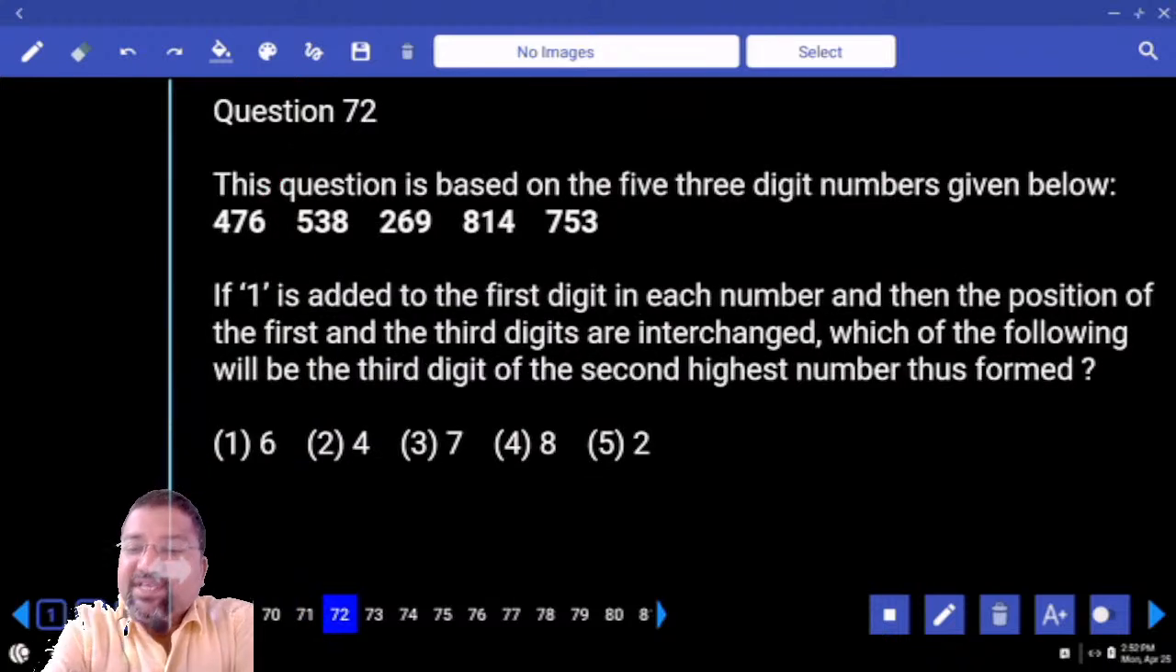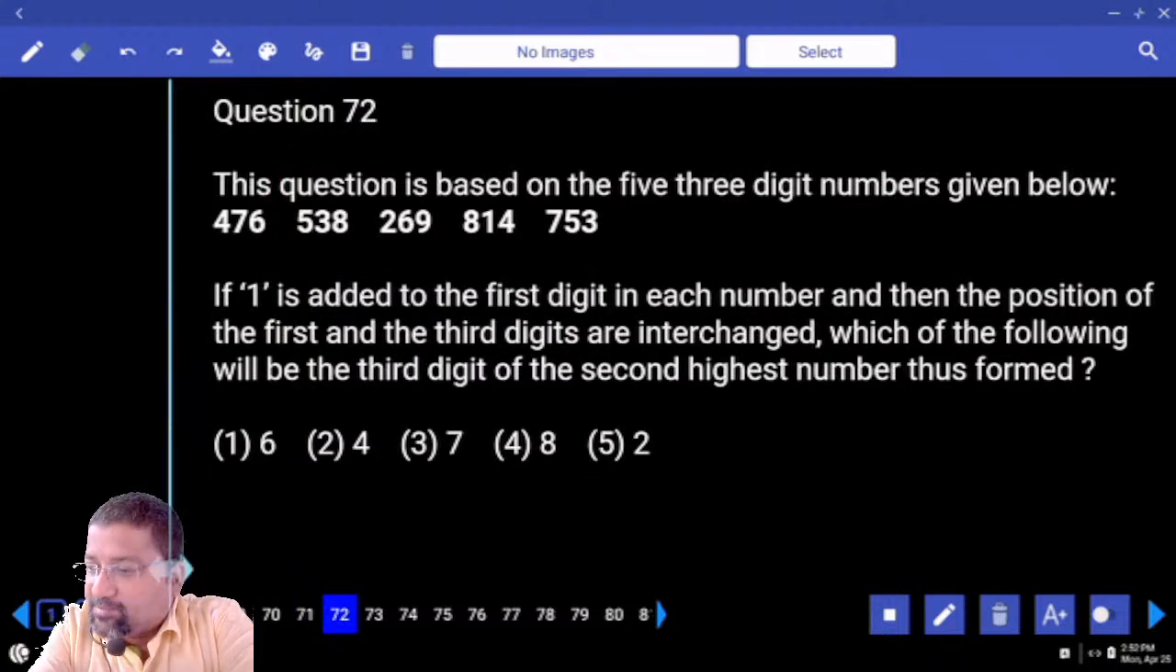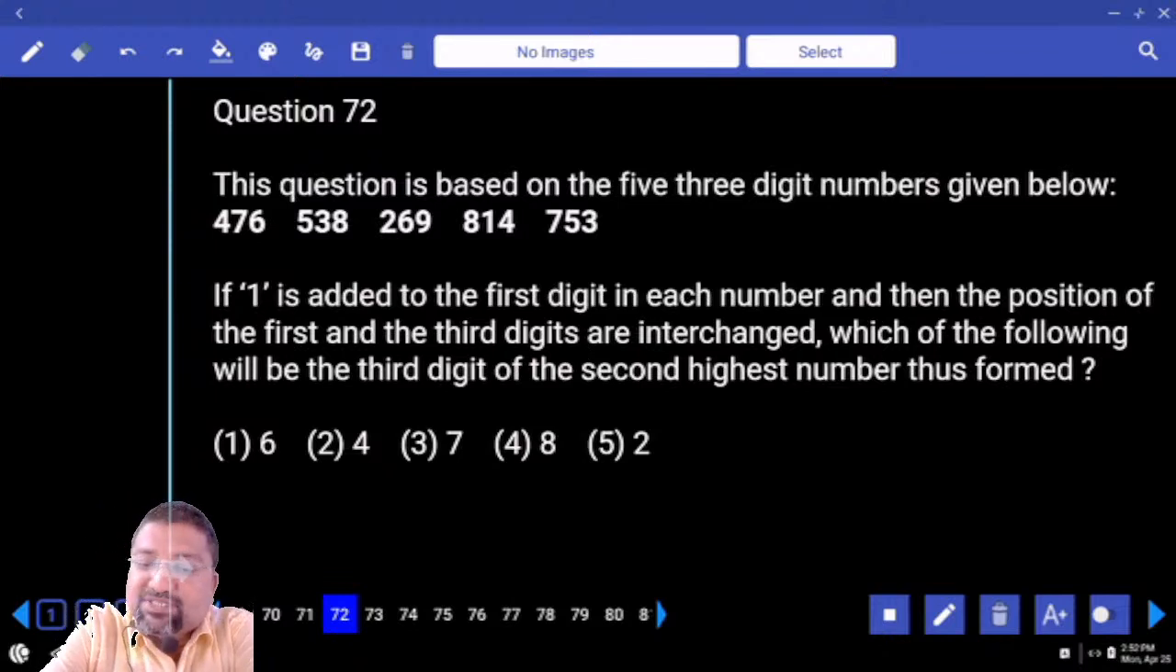Now let's see. If 1 is added to the first digit of each number, and then the positions of the first and the third digit are changed. What to do?